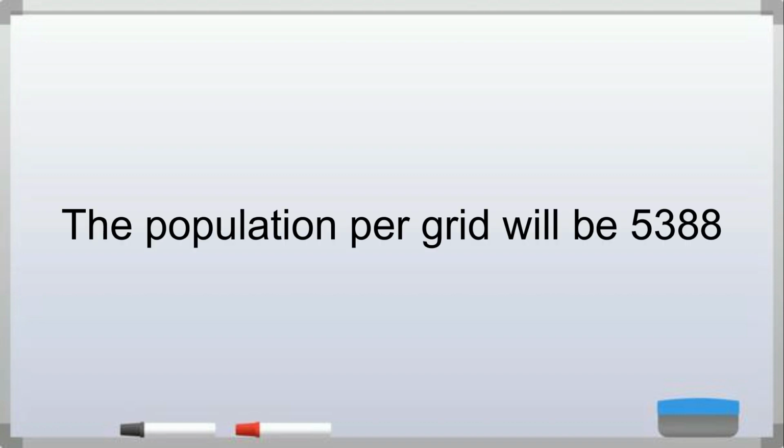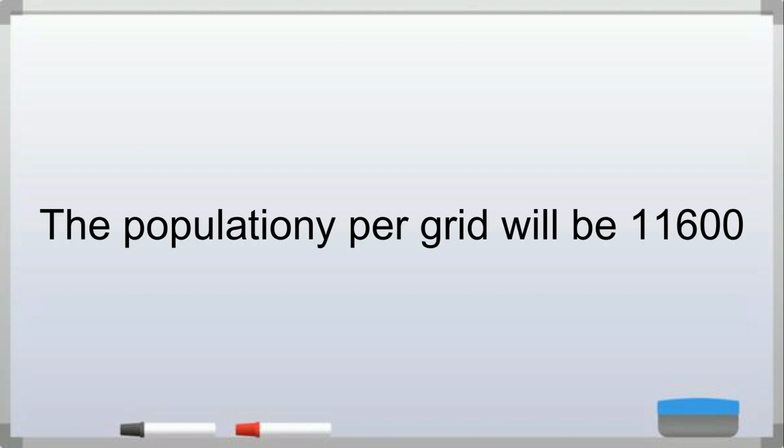Because the area of the small squares in the grid is one kilometer square, the population per grid will be the population density, which is 5,388 people per square kilometer. But now the hexagonal pattern is more than 2 times the population of the grid pattern, so we'll double the population and round it to about 11,600 people per grid.